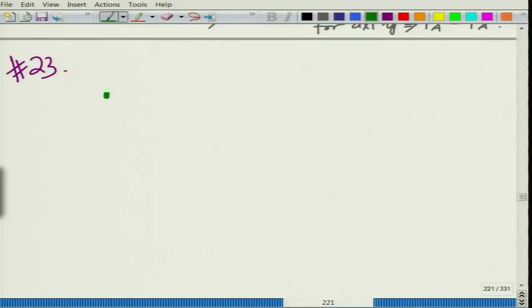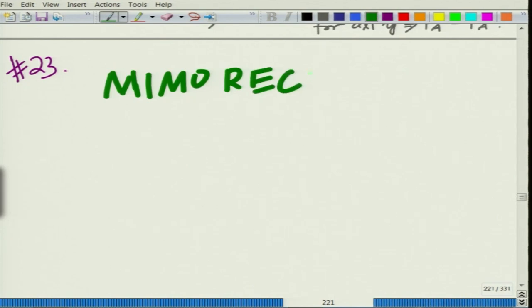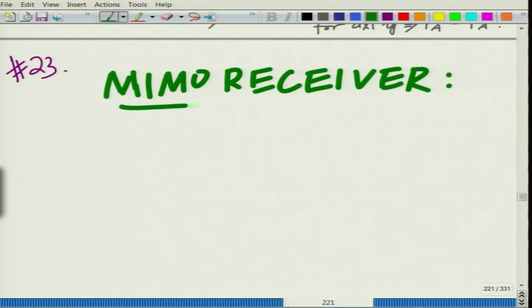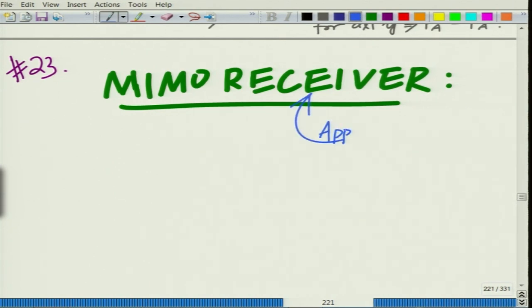Let us now continue to look at applications of the least squares technique, and one of the very important modern applications in wireless communications is in MIMO systems, that is multiple input multiple output wireless systems. So let us look specifically in a MIMO system at how to implement the receiver.